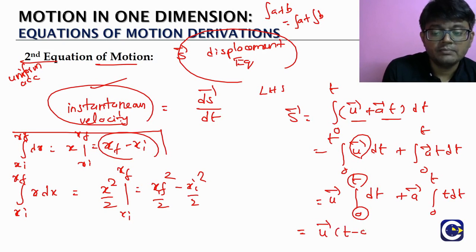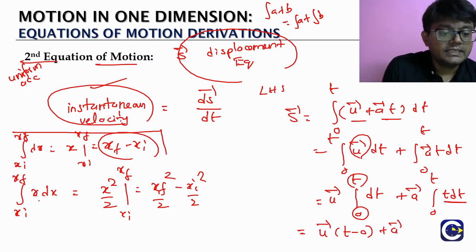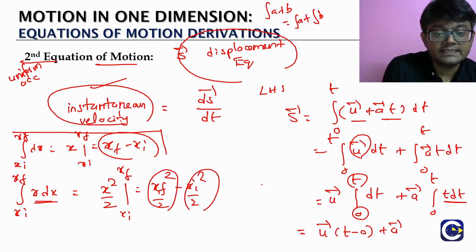So we get u into (t minus 0). Just as such, replace x with t. Plus a into, here it is like x dx, since t dt is like x dx, right? So what is the result? We are going to get x square by 2, which means here we get t square by 2, but we have to substitute the final limit minus the initial limit. The final limit is t and the initial limit is 0. So t square by 2 minus 0 square by 2. Just look at how these integration results are coming.